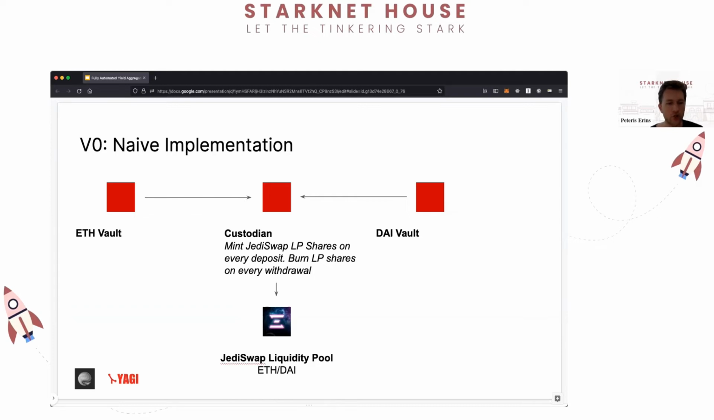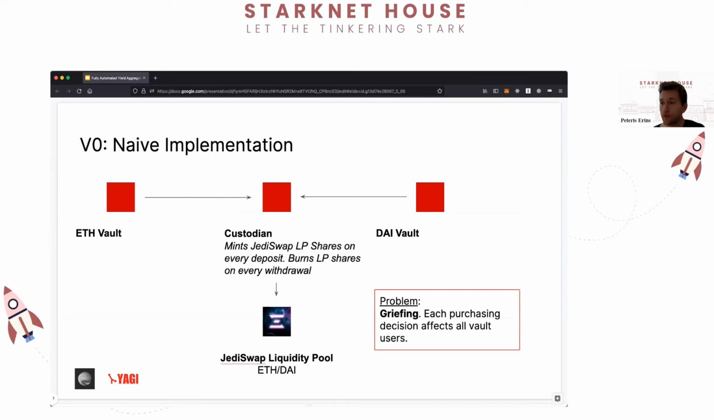So it seems like it should work, but there is a problem. And the problem is griefing. The problem is that in certain conditions, the spot price of these liquidity pools, or what we call the exchange rate between Ether and DAI, can change. And it's actually very easy to manipulate. So what could happen is that, let's say, you and I come in and we purchase some shares together in these vaults, and we're happy with the spot price. But then somebody else comes in and manipulates the spot price and then also does some more minting.